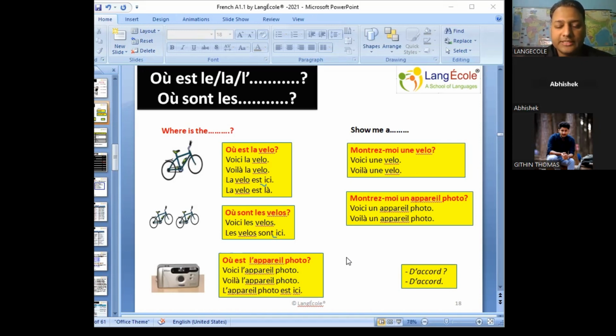Voici l'appareil photo. Voilà l'appareil photo. L'appareil photo est ici. Est ici. Again, there is a liaison. Liaison, right? Yes, l'appareil photo. Okay.